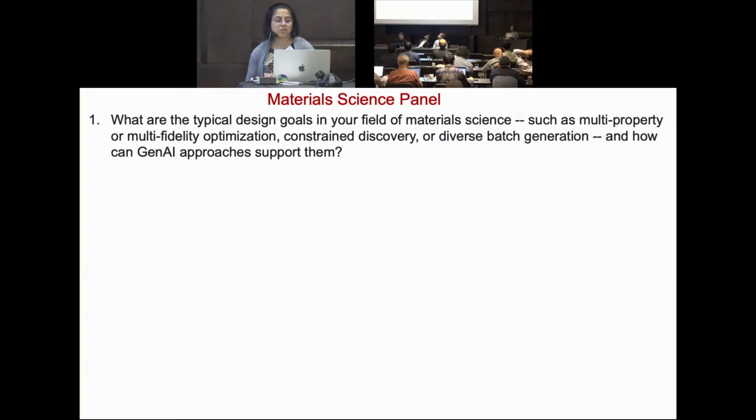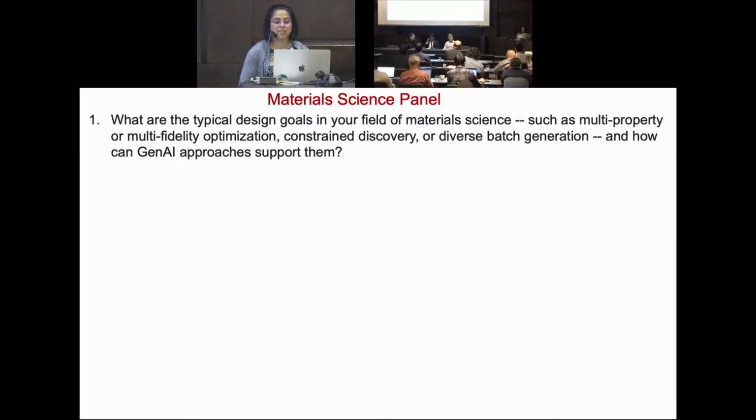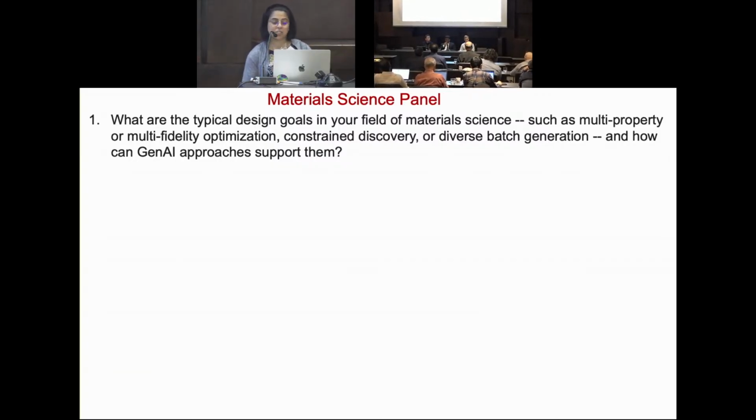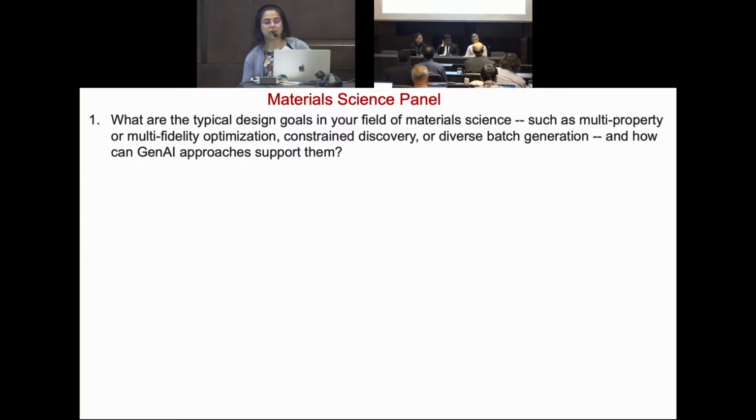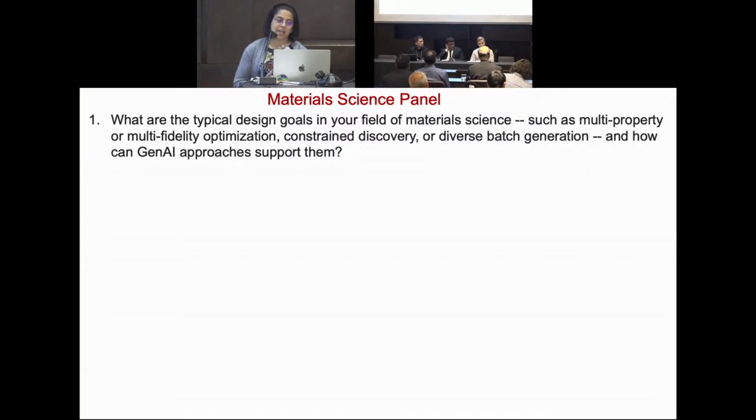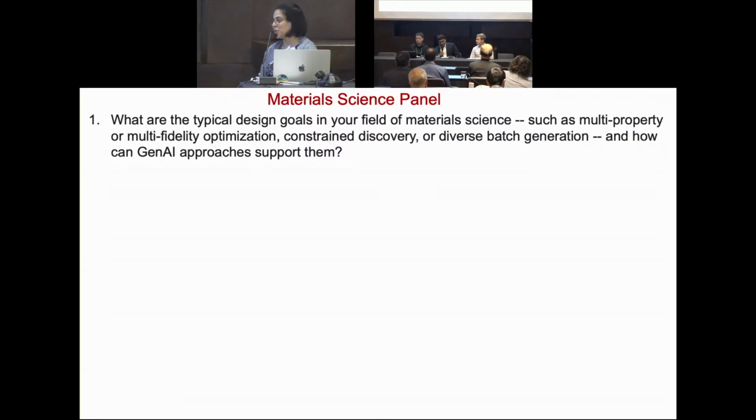The first question is, what are the typical design goals in your field of material science, such as multi-property, multi-fidelity optimization, constraint discovery, diverse batch generation, and how can GenAI approaches support them? So who wants to go first?